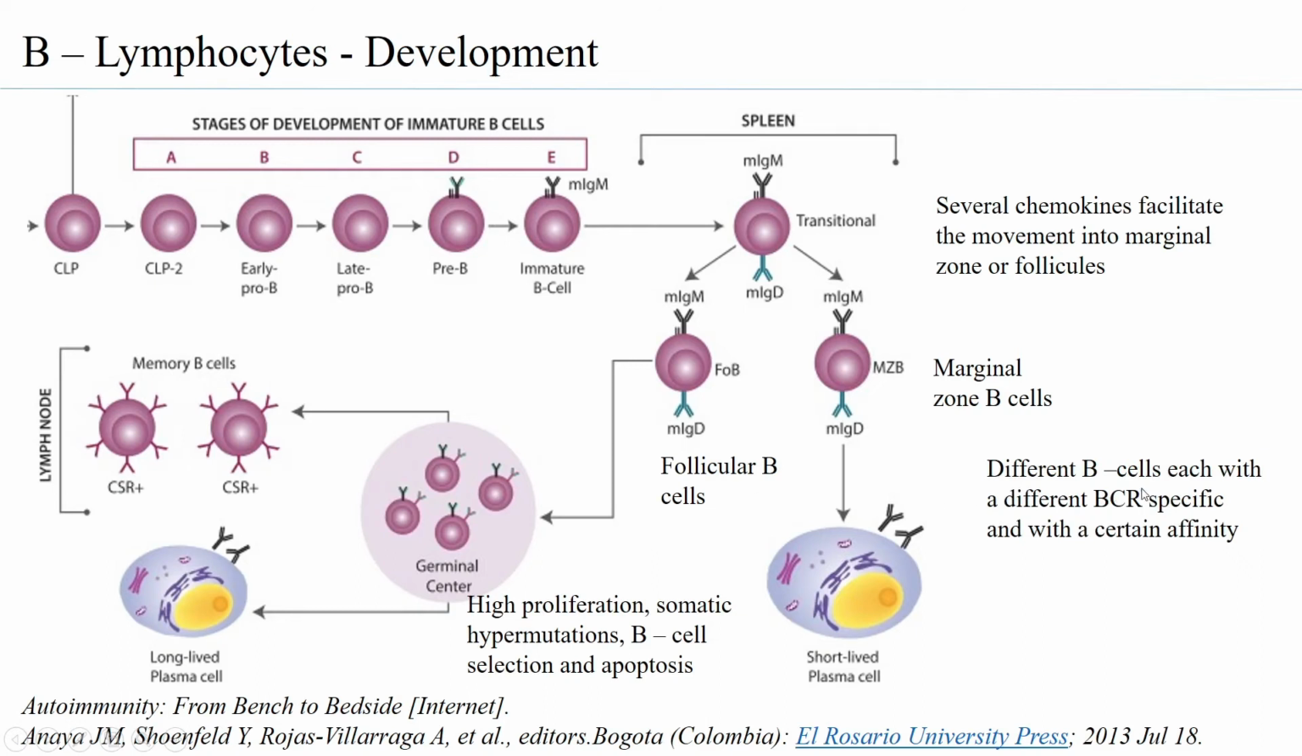So different B cells that are formed within the secondary lymphoid organs, all of these B cells will have a B cell receptor which is very specific for a certain antigen, and it has a certain affinity. The plasma cells, as mentioned, are terminally differentiated and they die in a stipulated period of time, but the memory cells remain for a longer period of time.